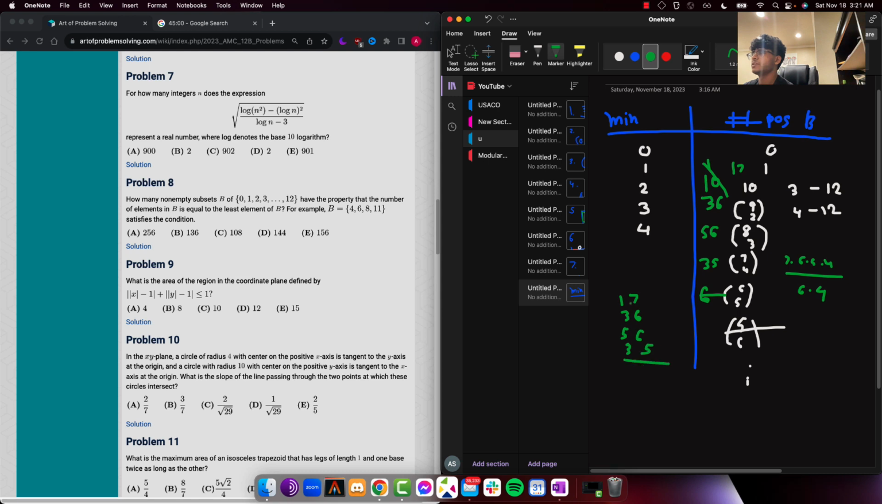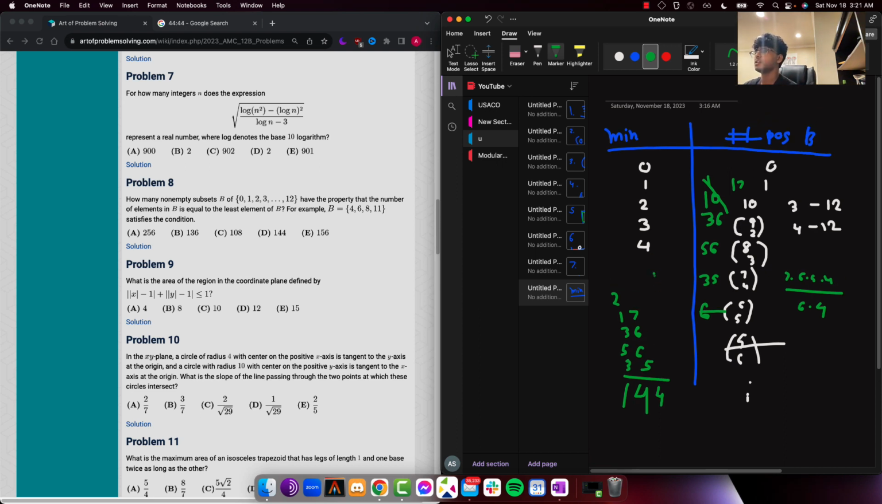This is the sum. 6 plus 6 is 12 plus 7 is 19 plus 5 is 24. Then we have 5 plus 3 is 8 plus 3 is 11 plus 1 is 12 plus 2 is 14, so 144. Okay. That means it's a D. Oh, and did we forget to write the problem number? I think we did. This is 8.